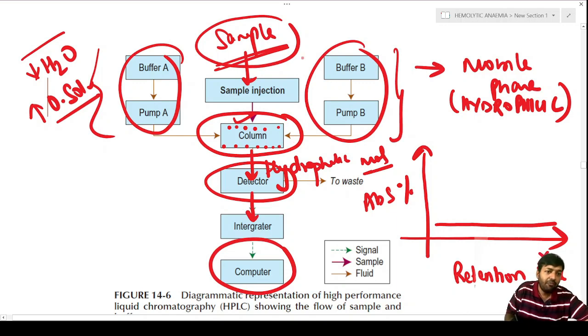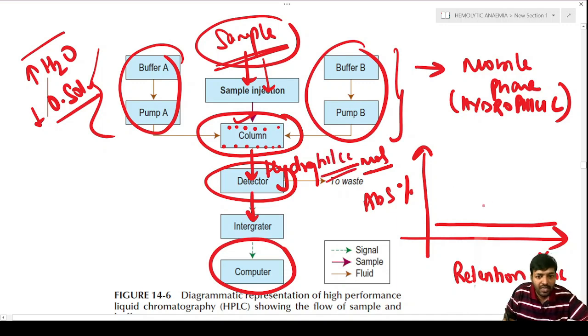Now, once the sample is injected, as I told you, initially the amount of water is more and the amount of organic solvent is less. So initially more hydrophilic material is going to come out. For example, one molecule has come which is going to show a peak like this. So it has shown a peak like this.